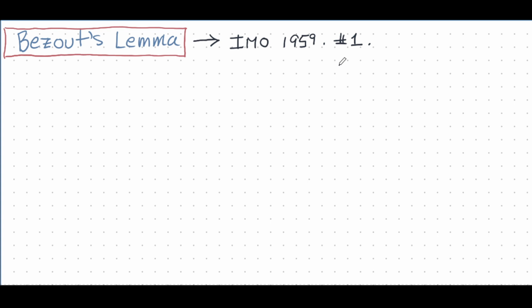And actually, this problem involved Bezout's lemma, which is a very interesting lemma, very fundamental to number theory. And especially if you're into computer cryptography and things like that, you have to know Bezout's lemma. It's a foundational thing. So we're going to take a good look at Bezout's lemma, what it is, what motivates it, and of course, how to prove it. And then we will apply it to this IMO problem.